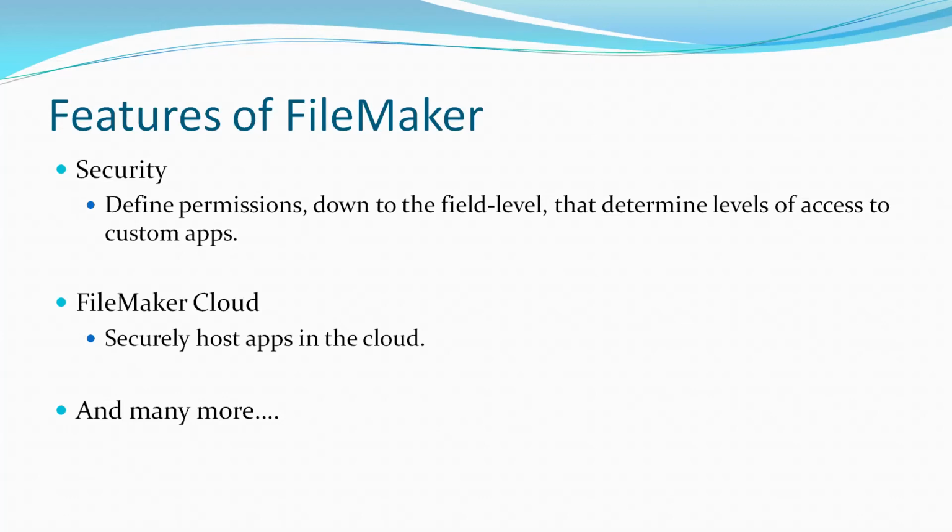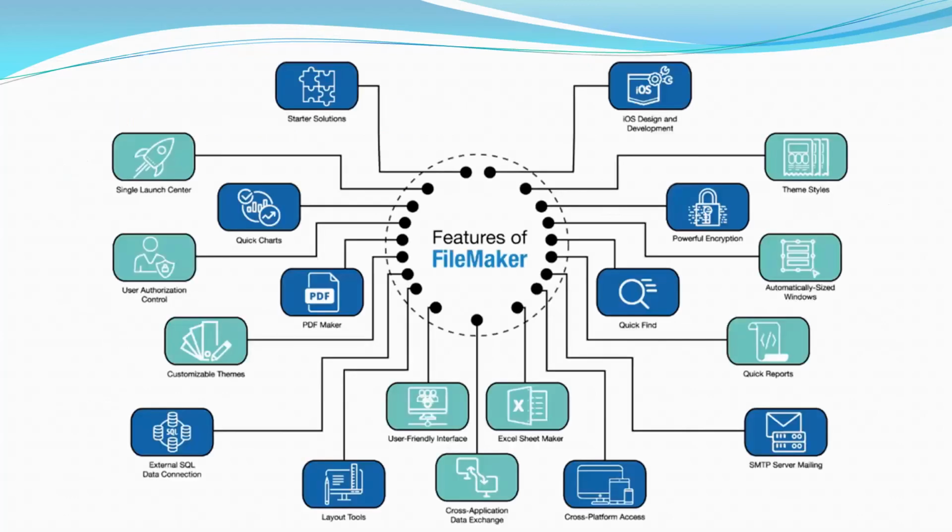And apart from these highlighted features, there are other features of FileMaker. The bigger picture of features for FileMaker you can see here is that they have the option for creating reports. You can create PDFs using FileMaker PDF Maker, and FileMaker has user authorization control. You can quickly create charts using the quick chart feature. And the best part that I have discussed earlier is that it has some predefined templates, like for inventory and assets. You can use those and you can easily build your app.